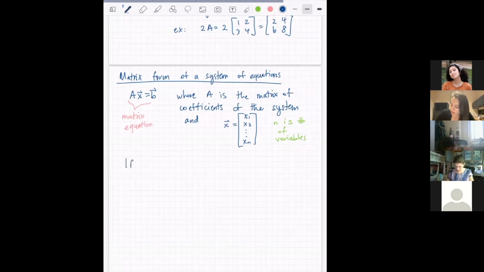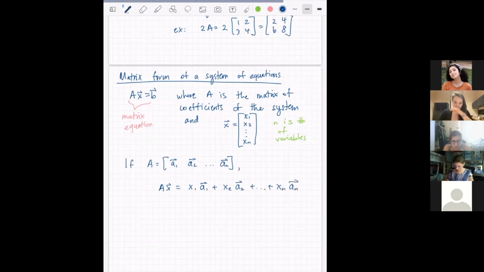If we write A in this way, where we just form vectors out of the columns, right? Like this. So this is just the same matrix, right? We're just writing it a different way. Then AX is equal to X1 times A1, X2 times A2, to Xn times An, right? So if we want to go from matrix form to vector form, we just split it up into the columns and write it this way, right?